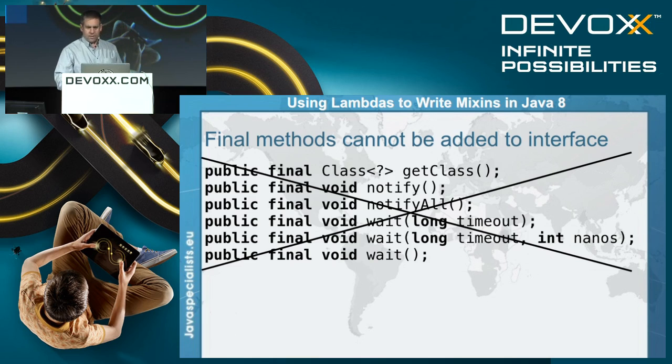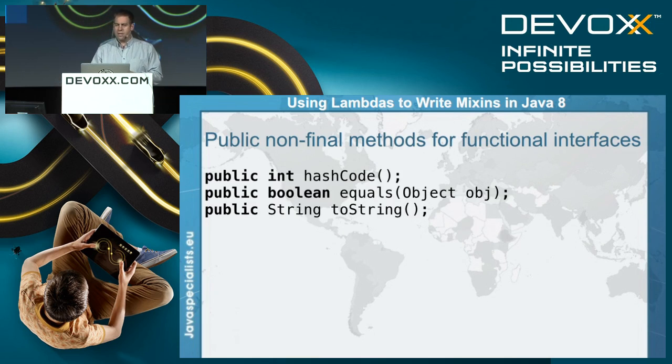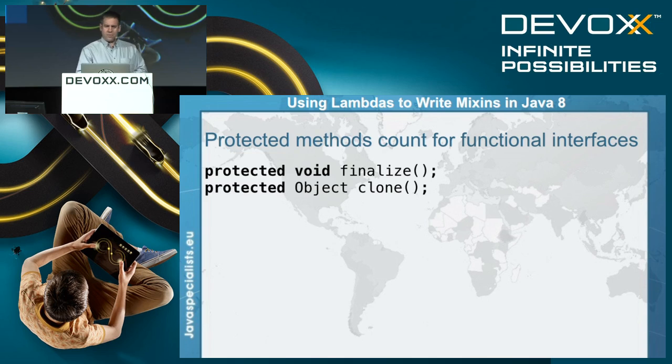Then we've got public non-final methods for functional interfaces. These non-final methods do not count as part of our count to decide whether something is a functional interface or not. And then I've got methods which are protected. And if the methods, in this case, are inside our interface, then, of course, the question is, is it a functional interface or not? In that case, it would be possibly, if that's the only method inside your interface. So it's not always so obvious and easy.